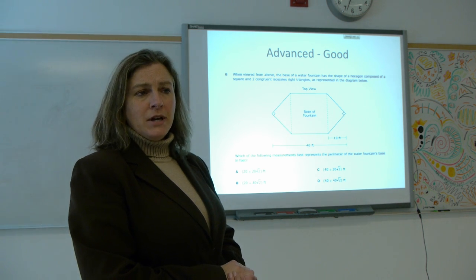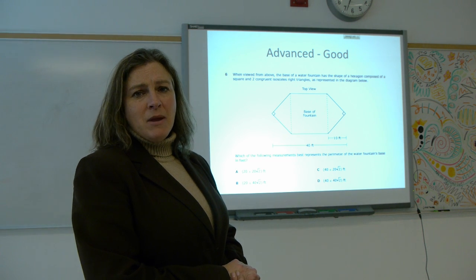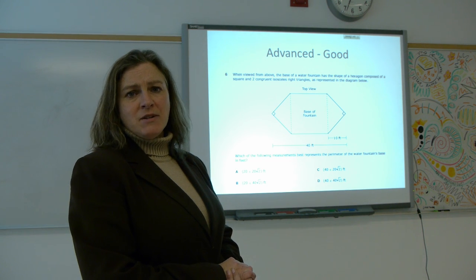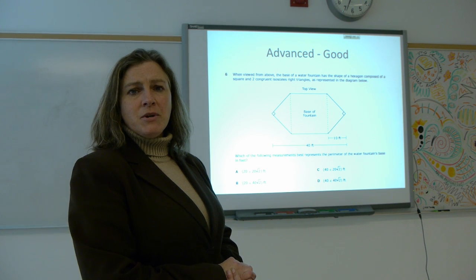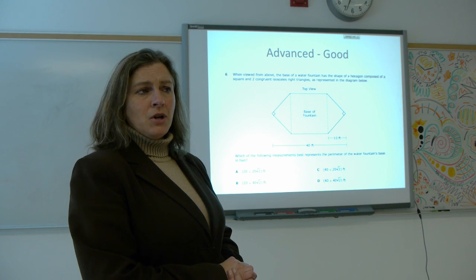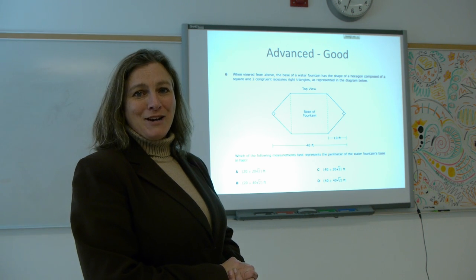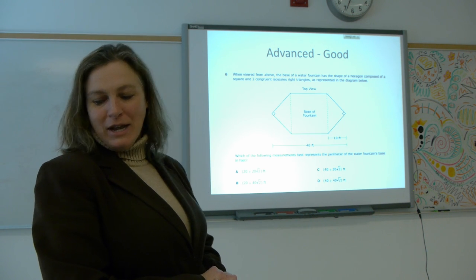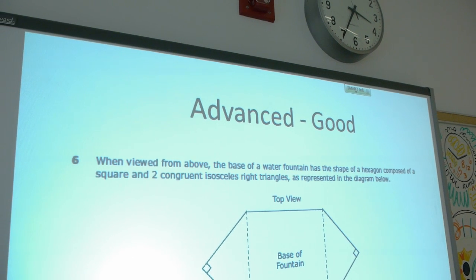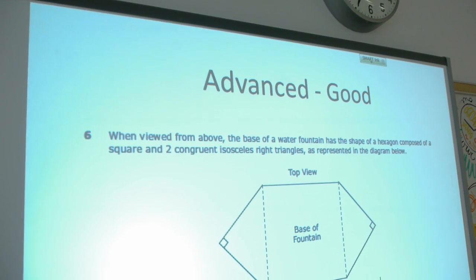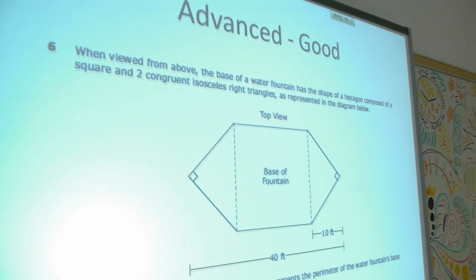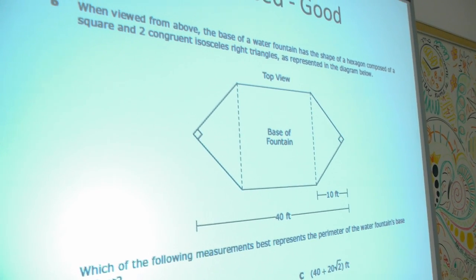put it all together. And so this may be considered too challenging, like perhaps it doesn't measure the standard, can a kid find perimeter? But I think this would be considered a discriminating question in a good way, because this really will delineate your advanced student from the rest. And I don't have the data on how many actually got it right, but the problem goes like this. When viewed from above, the base of a water fountain has the shape of a hexagon composed of a square and 2 congruent isosceles right triangles as represented in the diagram below.